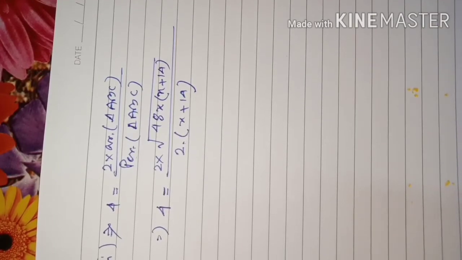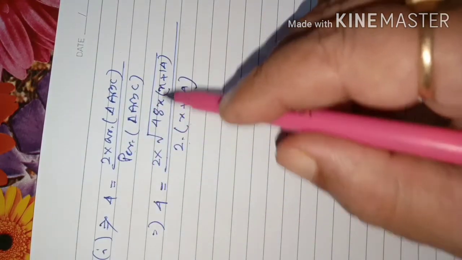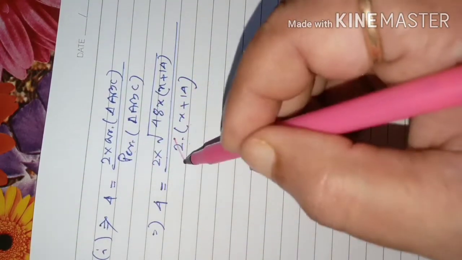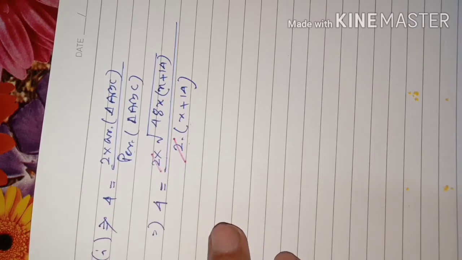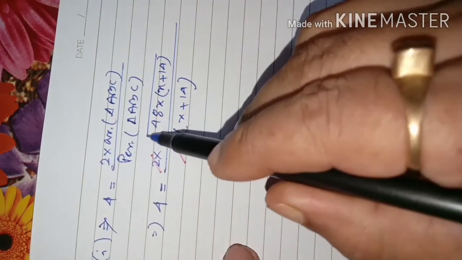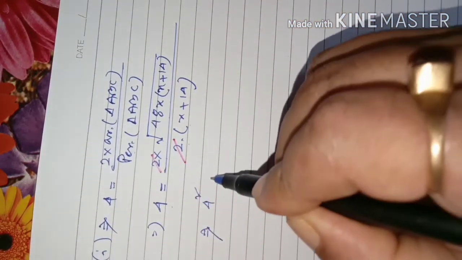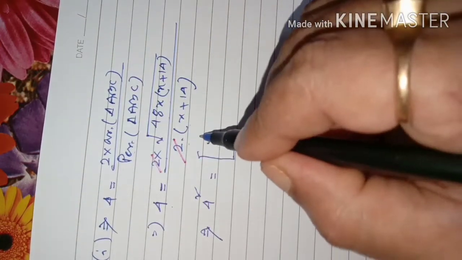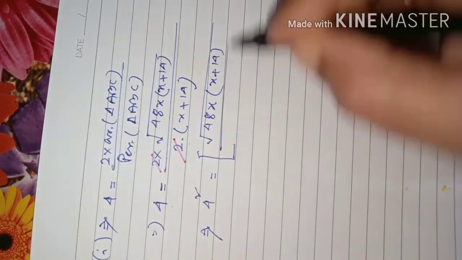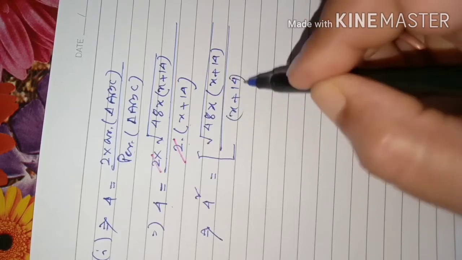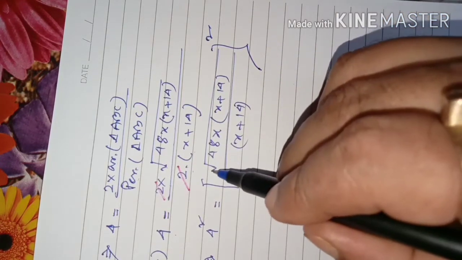So that's why you can see here 2 times x plus 14 and 2 times the area of the triangle, under root 48x into x plus 14. 2 cancels from numerator and denominator. Now, to remove this square root sign, we are squaring both sides. Squaring means 4 square equal to squaring the right hand side, under root 48x into x plus 14 divided by x plus 14, the whole square. We are squaring both the sides so that we can get rid of this square root sign.